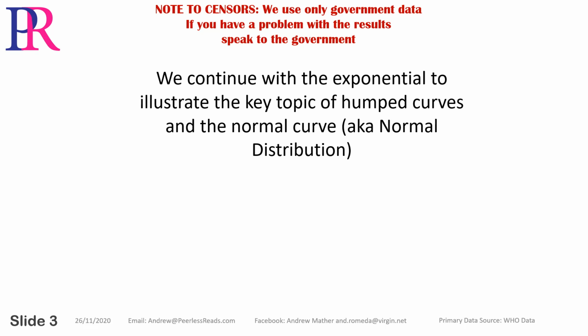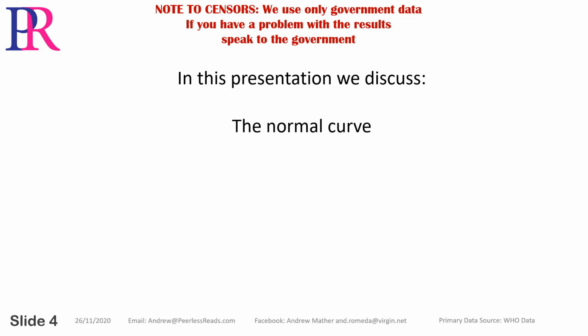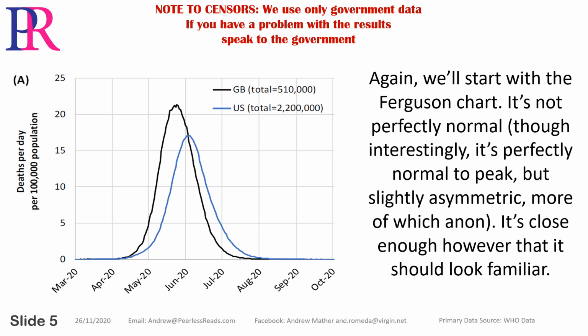We continue with the exponential to illustrate the key topic of humped curves and the normal curve, aka normal distribution. In this presentation we discuss the normal curve. Again, we'll start with the Ferguson chart. It's not perfectly normal, though interestingly it's perfectly normal to peak, but slightly asymmetric, more of which later on. It's close enough, however, that it should look familiar.